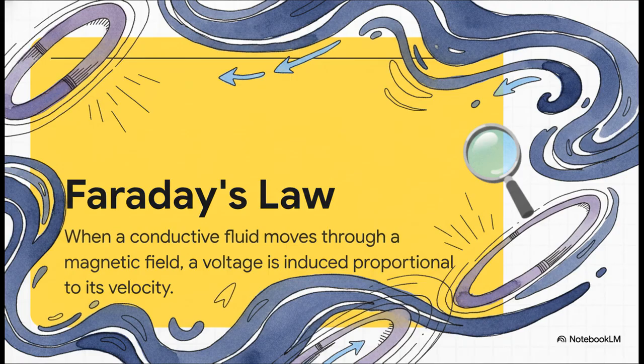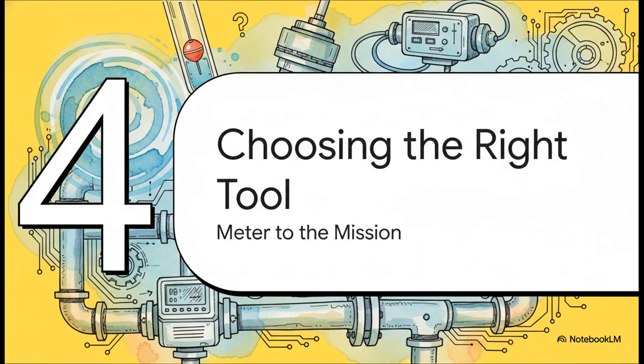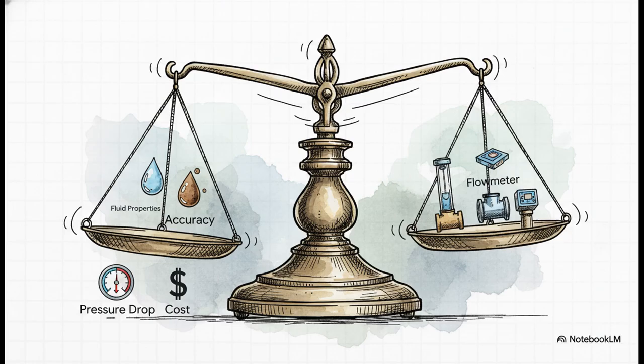It's just genius. So we've seen it all, from a simple float in a tube to complex electronics that use magnetic fields. This brings us to the final and maybe the most practical part of our discussion: choosing the right tool. With all these options, how on earth do you decide which one to use for a specific mission? Well, it's all about playing a balancing act. You have to ask a bunch of questions.